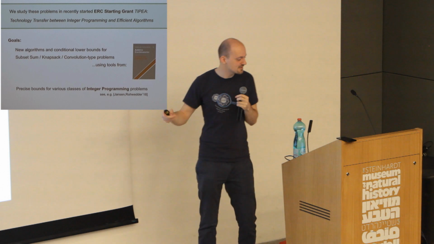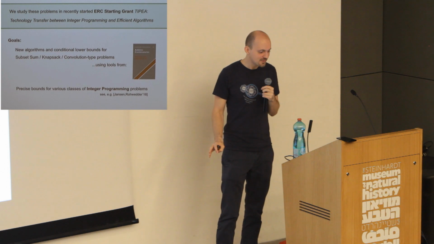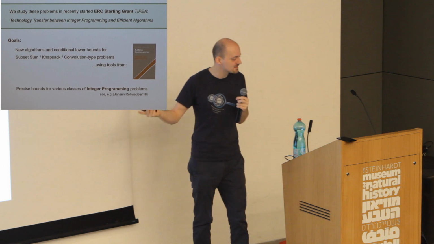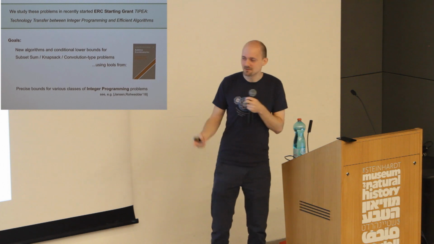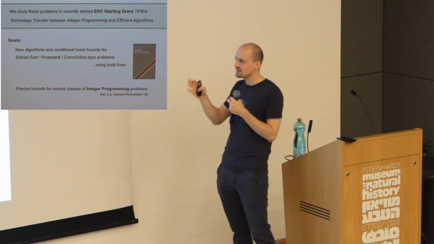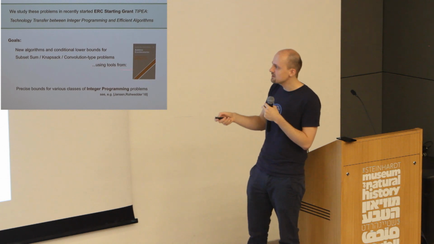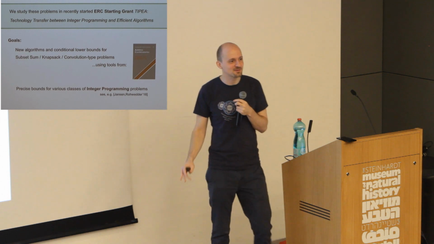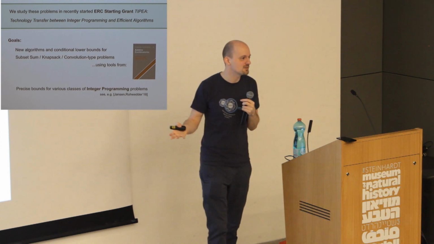There are lots of open problems here. I mentioned a few. There were a couple more I had to skip. We study those open problems in this grant that I have since the end of last year, which is basically about new algorithms as well as conditional lower bounds for this subset sum, knapsack, convolution type problems that they've shown you, and so on. And the big theme is that basically what I'm doing right now is reading this book and trying to understand the tools and use them algorithmically, because this has been done only very rarely.